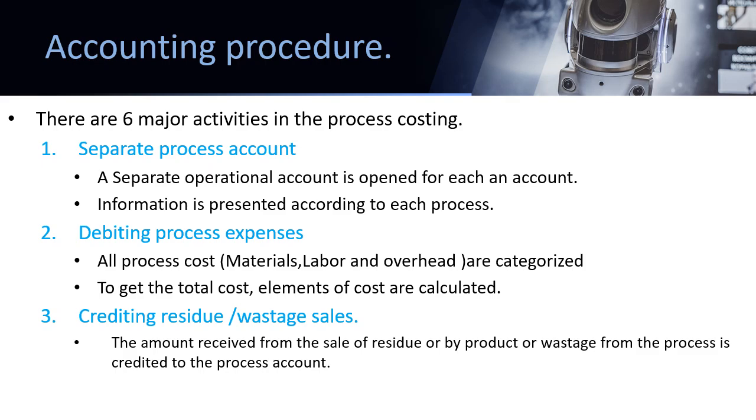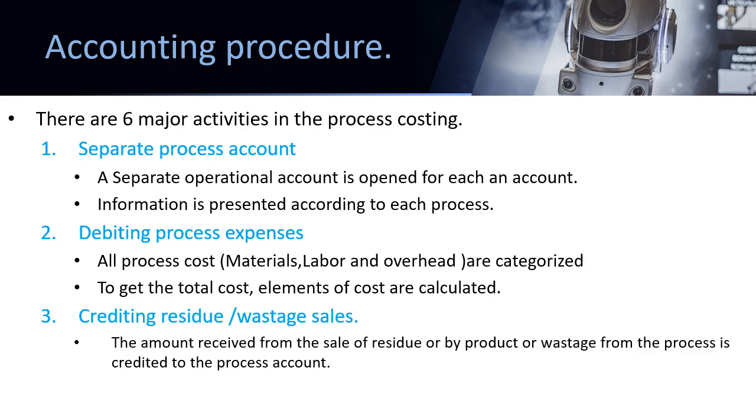There are six major activities in process costing. Each and every process has a distinct activity. Every process is connected to the final output. Separate process account. A separate operational account is opened for each process. Information is presented according to each process. We are going to consider the inputs we add to the process, the cost of those inputs, and what outputs we get from the process.